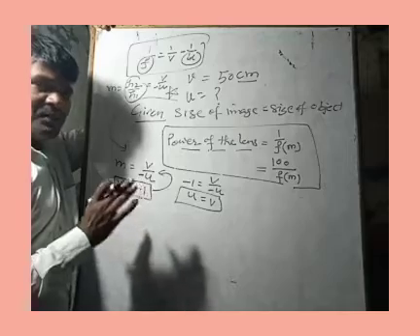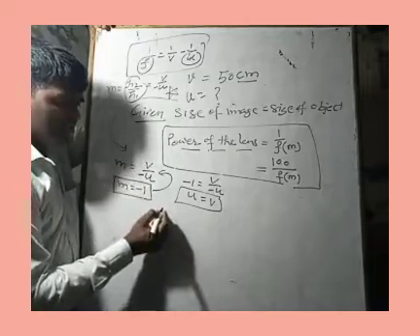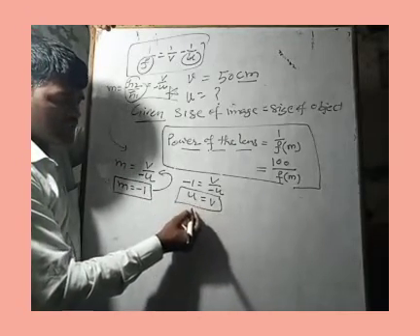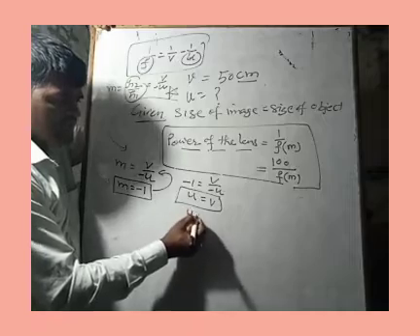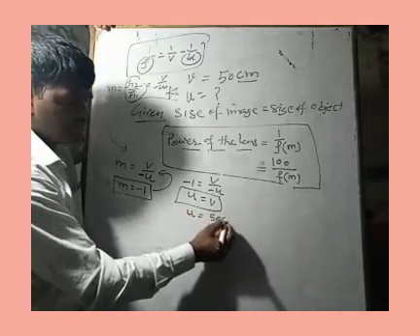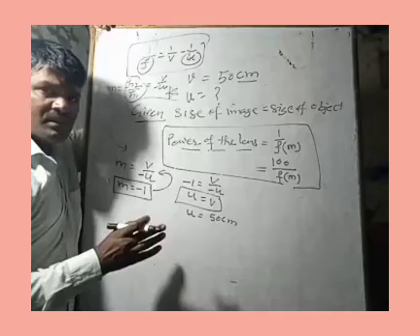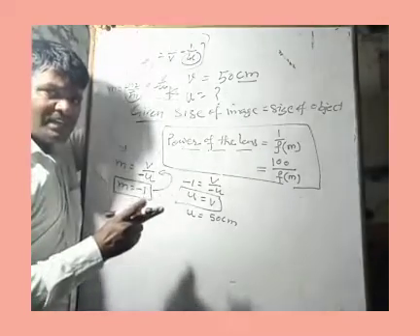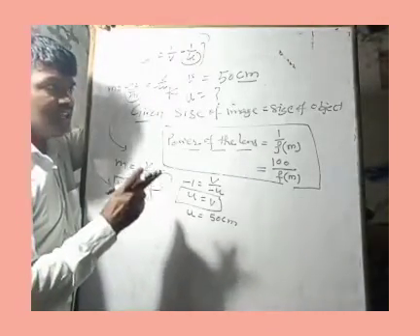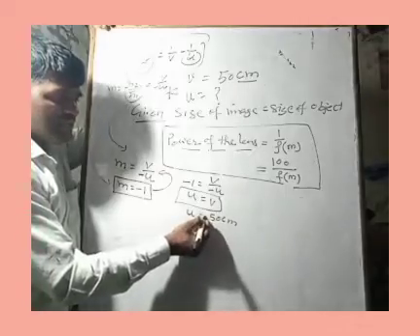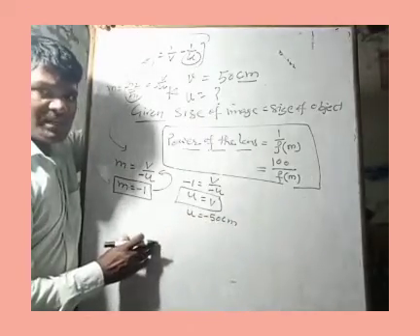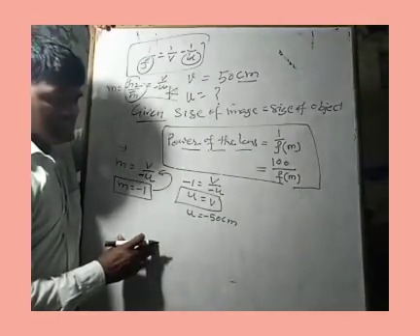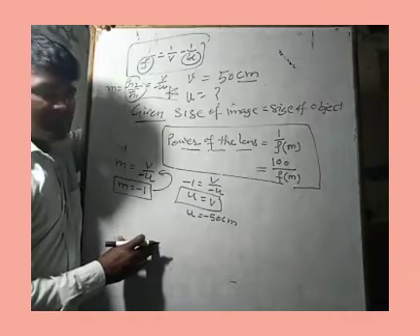But we know for a real image, if u is equal to v, v is given 50 centimeter. Hence u will be also 50 centimeter. But should it be positive or negative? Since it is for real image, it should be negative. u should be negative for the real image, my dear student.